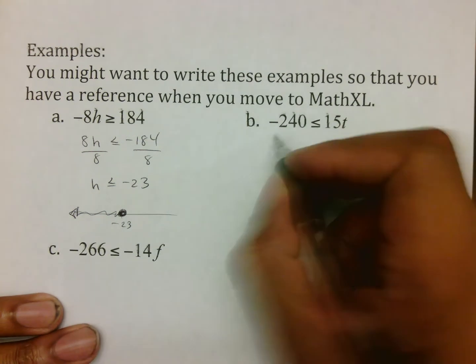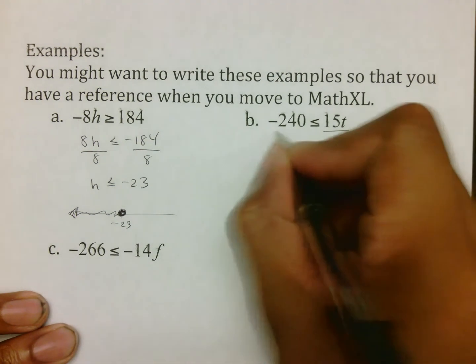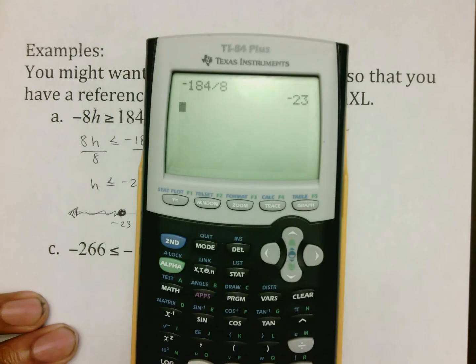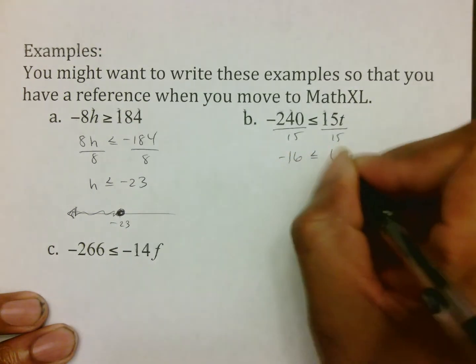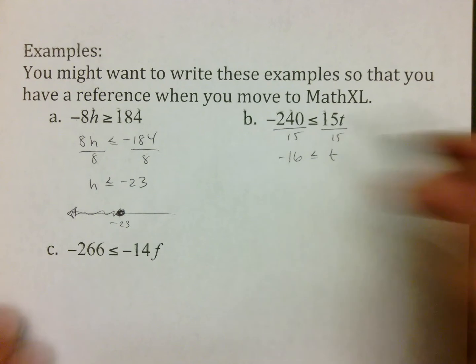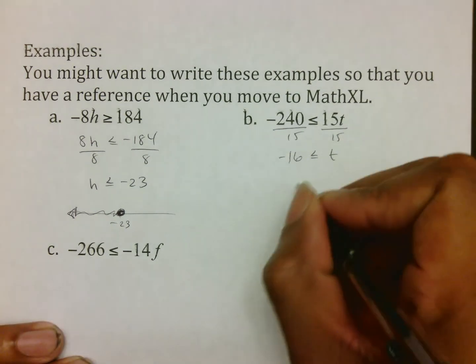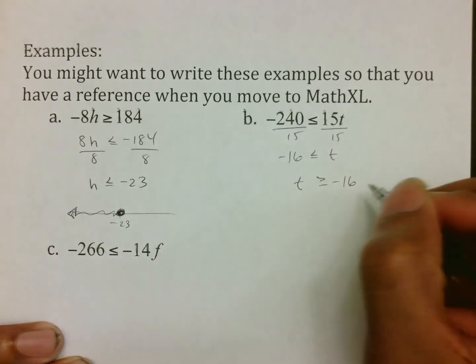-240 equals 15t. Again, the t is over here with 15, so we divide by 15. Notice I didn't switch anything, so nothing major happens. Negative 240 divided by 15 is negative 16. And again, what you will notice is that the sign does not change because I didn't do anything with a switch. But now that t is on the wrong side, I need to bring it over here. And so in order to do that, I have to make sure the sign switches with it.